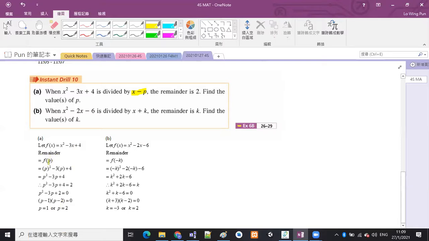So the remainder is equal to f(p). Just replace all the x by p. So it becomes p squared minus 3p plus 4, and this is our remainder. But the question told us that the remainder is equal to 2. So we put our remainder equal to 2, and then just move the 2 to the left, and you'll get a simple quadratic equation.